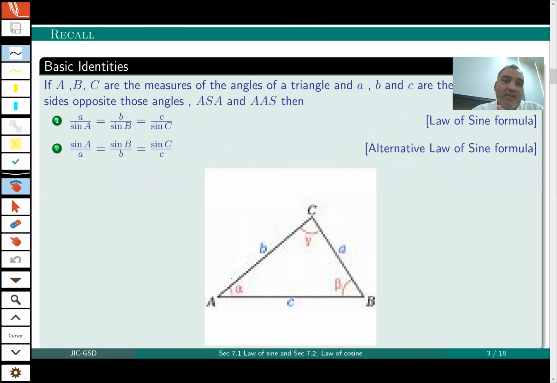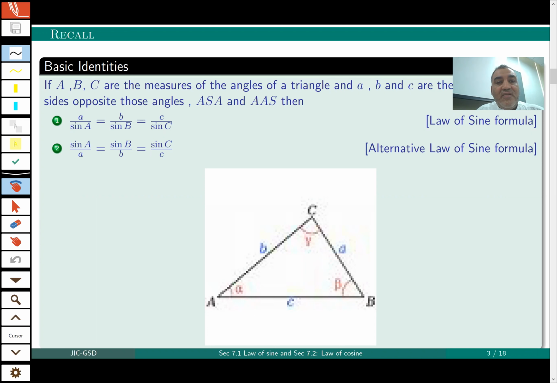In this lecture, we are going to speak about sine law and cosine law. In sine law, we have to understand the angle A has the opposite side, small letter a, and the angle B has the opposite side, small letter b, and the angle C has small letter c as the length of the side.